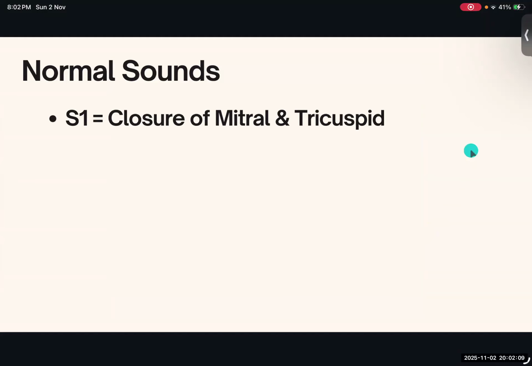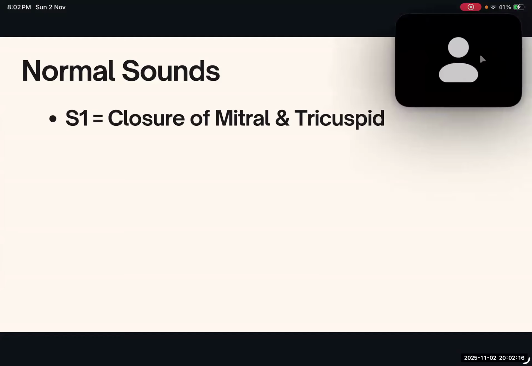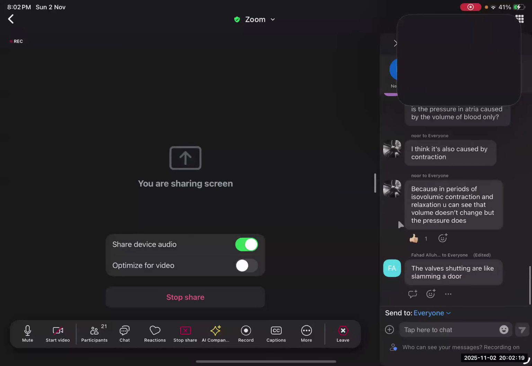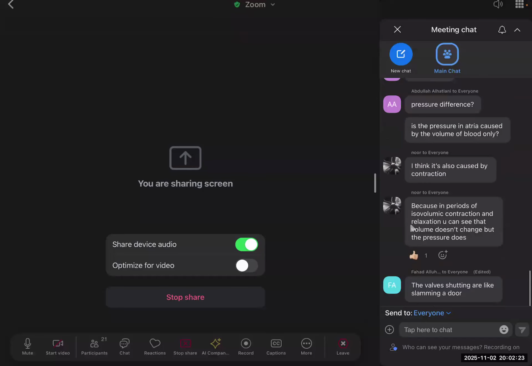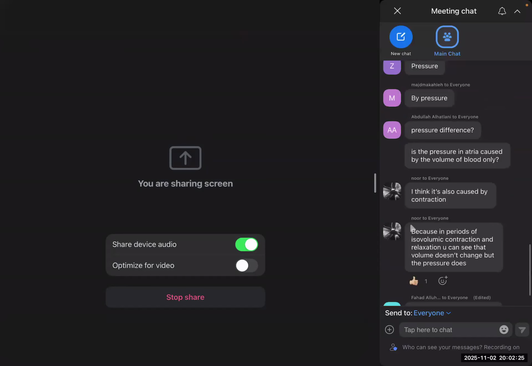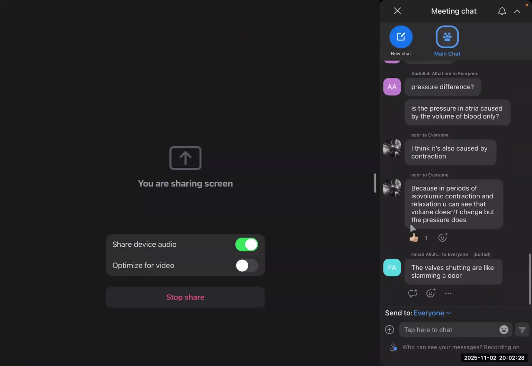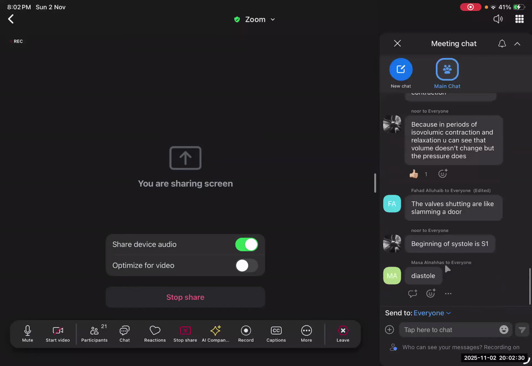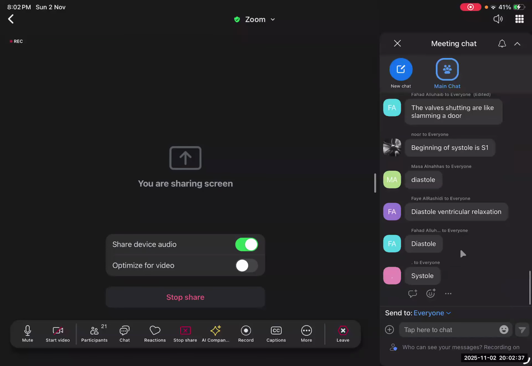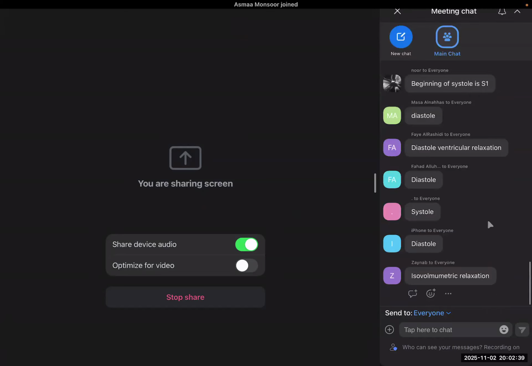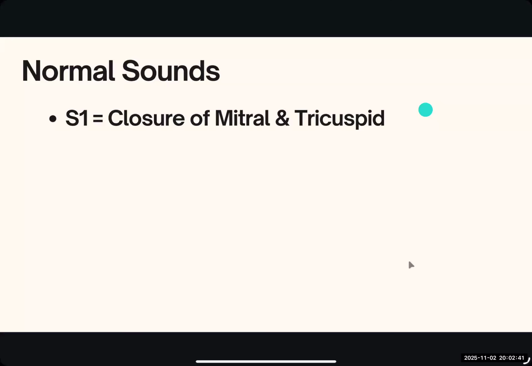Does anybody know what stage of the cardiac cycle this is? So when the mitral and tricuspid valves close, is this systole, diastole? What is it? The beginning of systole is S1. Diastole, ventricular relaxation. Diastole, systole, isovolumetric relaxation. Okay, so I'm getting a lot of answers.